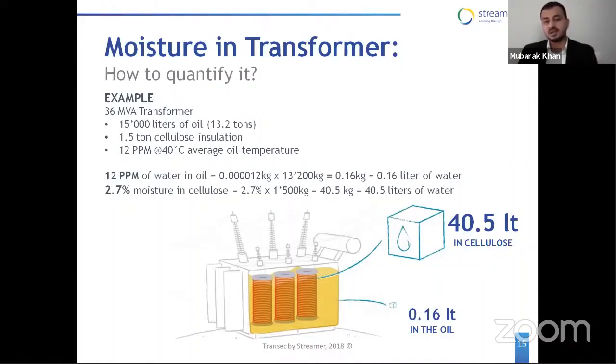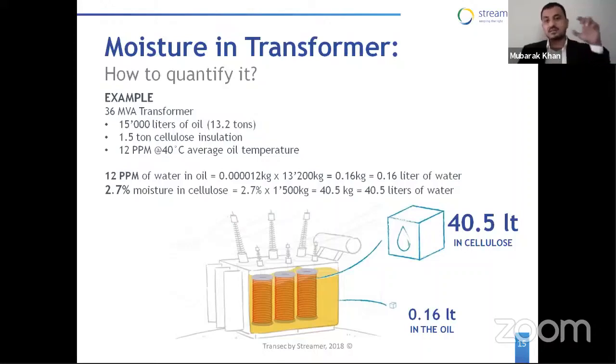That was the average oil temperature. 12 ppm of water in oil means 12 parts per million, means 12 divided by 10 lakhs multiplied by the total weight of the oil, right? Which will come to approximately 0.16 kg of water, which will be approximately equal to 0.16 liter of water. What it means is, 1 glass of water.